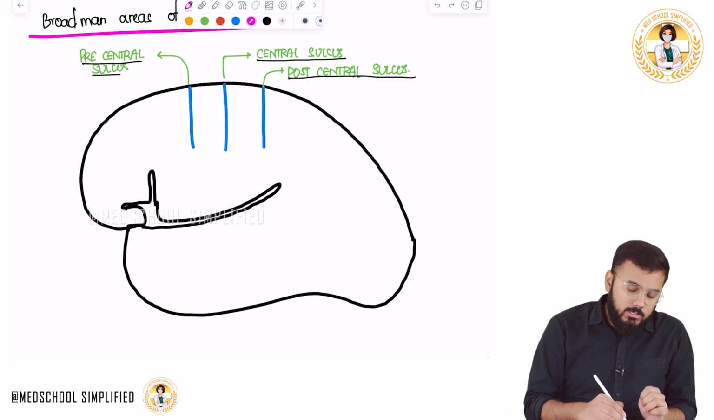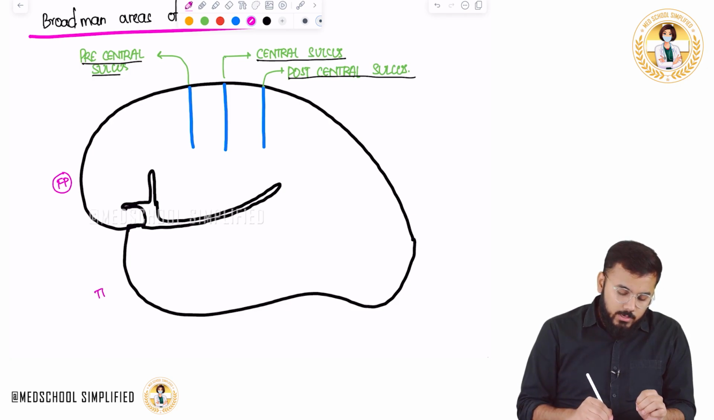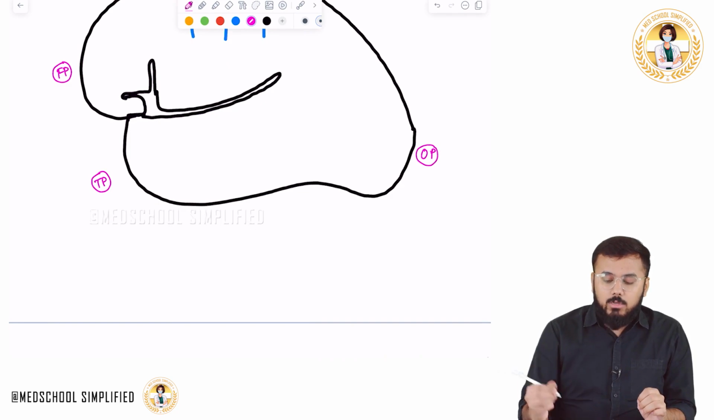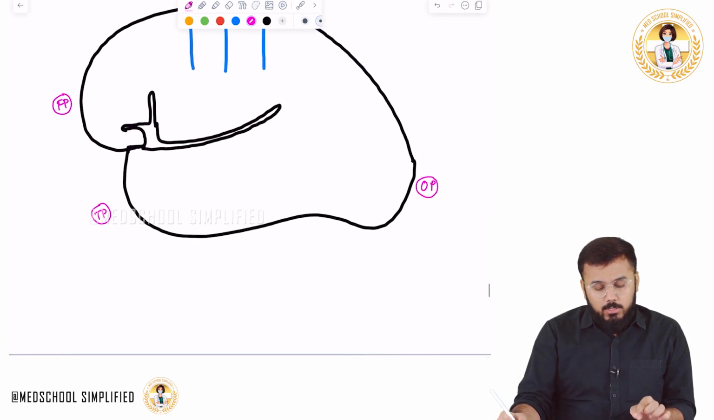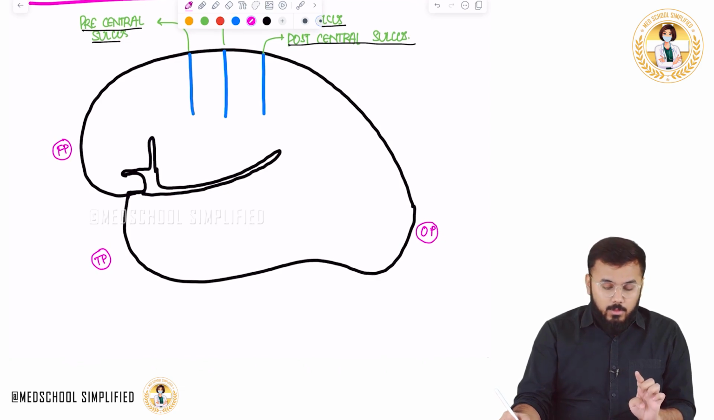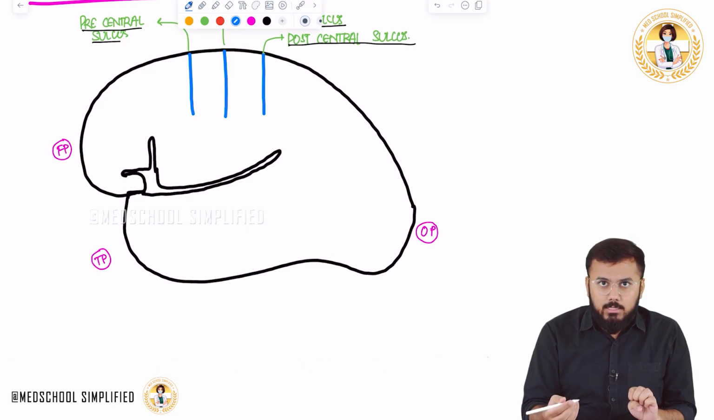And by the way, in this superolateral surface you can see three poles. What are those three poles? This pole over here is your frontal pole, this pole is your temporal pole, and this pole is your occipital pole. Now we will discuss the frontal lobe. Two more important sulci we have here.